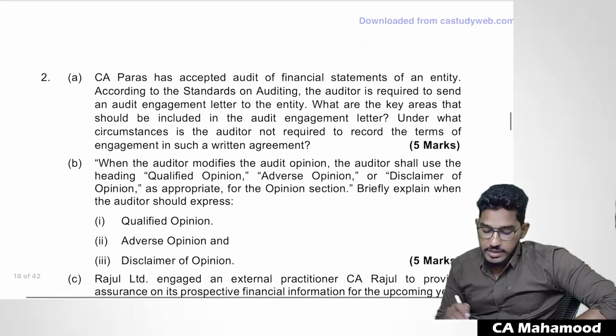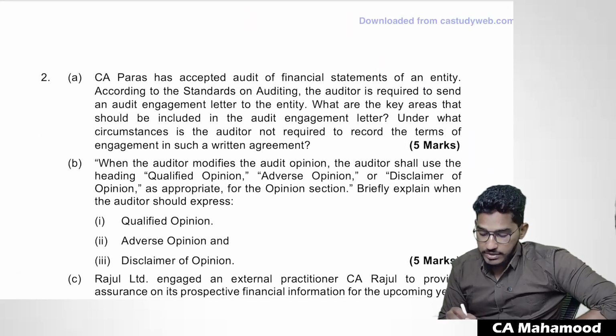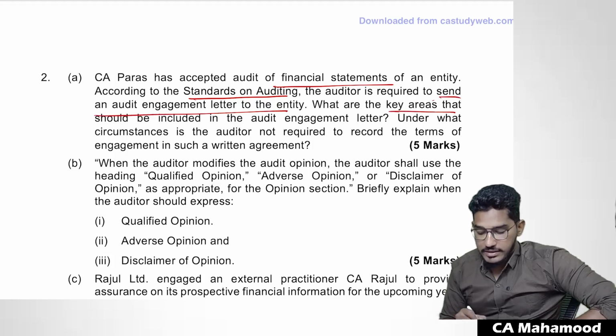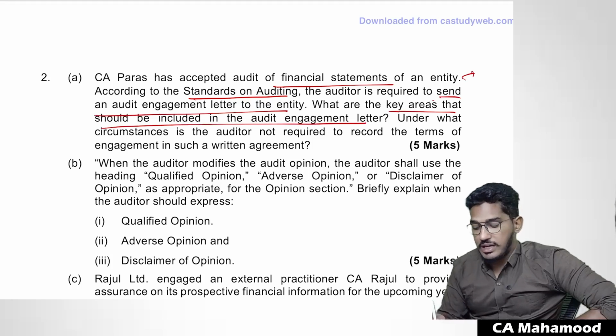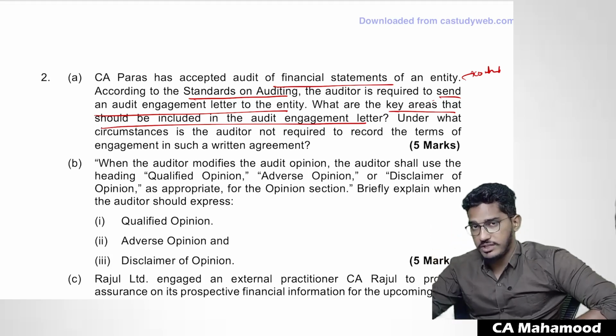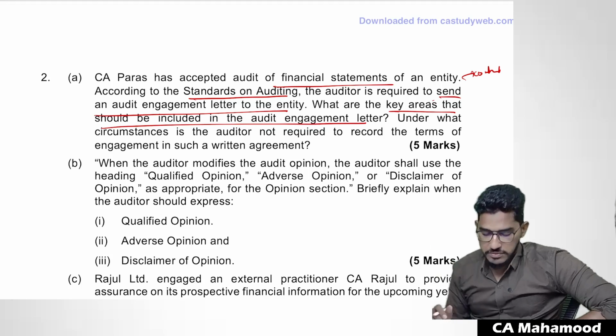Next. CA Paras has accepted audit of the financial statements of an entity according to the standard on auditing. The auditor is required to send an audit engagement letter to the entity. What are the key areas that should be included in the engagement letter? What are the contents of the engagement letter? Like you have to identify the responsibilities of the auditor, responsibilities of the management, and you have to give reference to the applicable financial reporting framework. All that we have, the objective and scope and all. So that content you have to write.